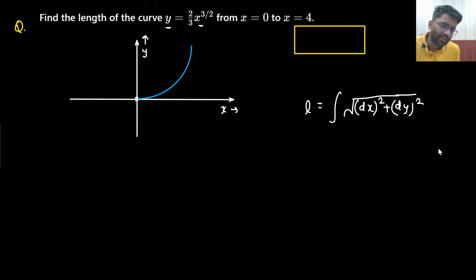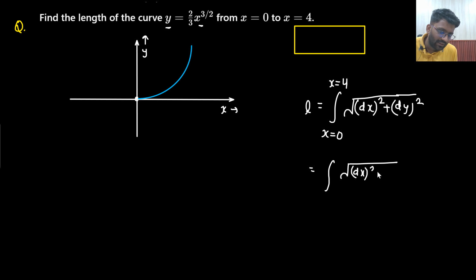So, under root dx square plus dy square. This is the scenario. Now x is going from 0 to 4, so you have the limit of x. So you will integrate with respect to x only. What you can do is divide and multiply with dx, with x going from 0 to 4.